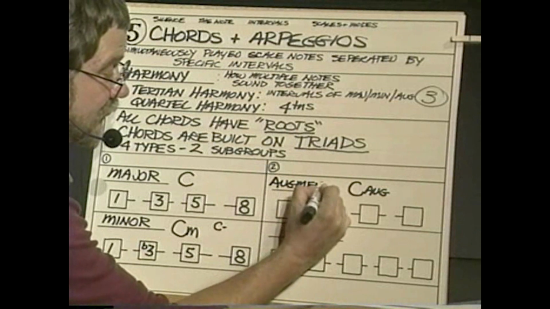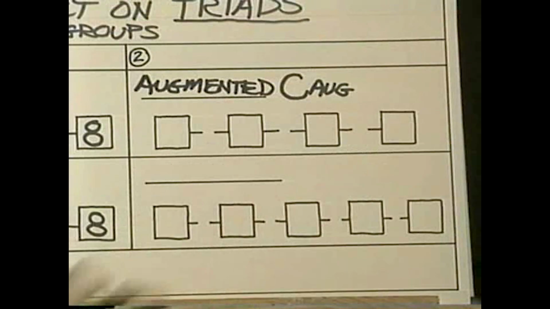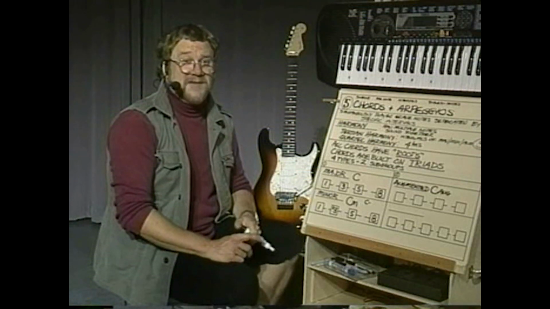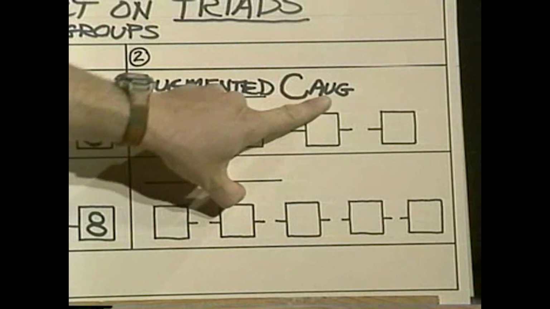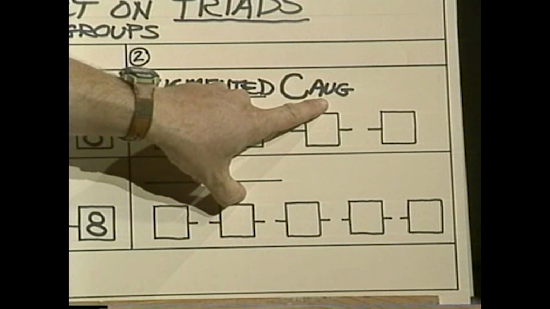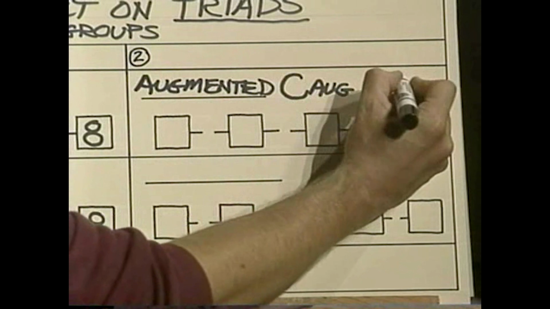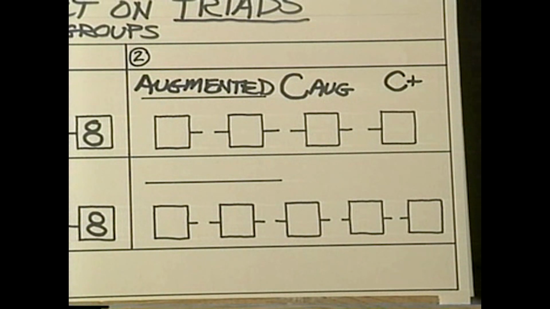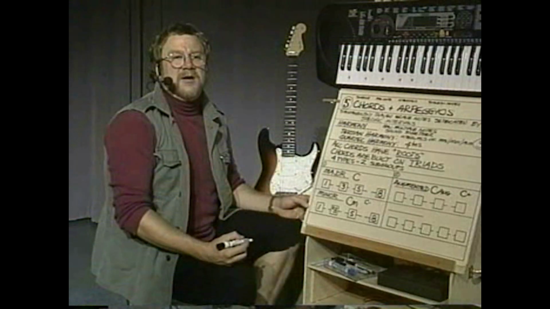Now, remember, we had augmented intervals as well, didn't we? Here again, we see this word augmented in relation to chords, in relation to triads, augmented triads. C with an AUG. Another little shorthand you will see sometimes is C or whatever alphabet letter with a little plus sign. Plus is often a shorthand for augmented, like that.